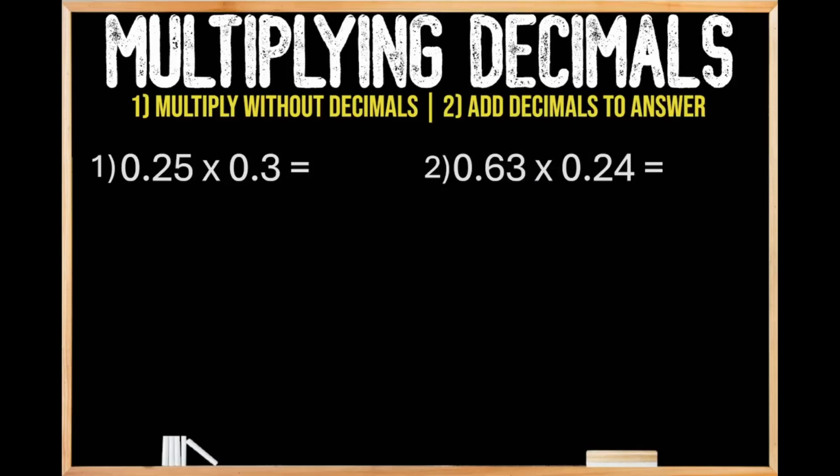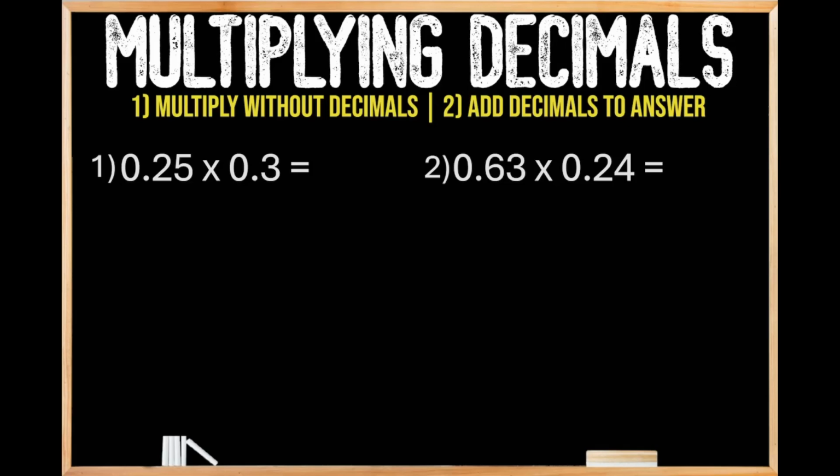Today we're going to be looking at how to multiply a decimal by a decimal. We have a couple of examples that we're going to work through together here, so let's get started. For question number 1, we're being asked to multiply the decimal of 25 hundredths by 3 tenths.